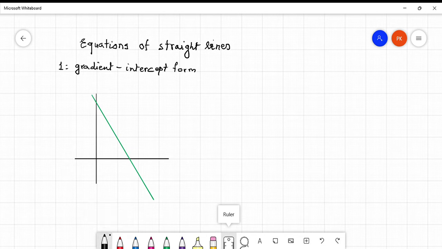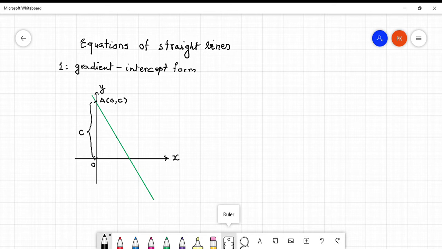Now, first of all, what do you mean by y-intercept? This is the y-axis, this is the x-axis, and the line is intersecting the y-axis at some point A. This is the origin here. So this OA is called the y-intercept. So suppose the y-intercept is c here. So what are the coordinates of point A? Since it is on the y-axis, x coordinate is 0 and the y coordinate will be c.